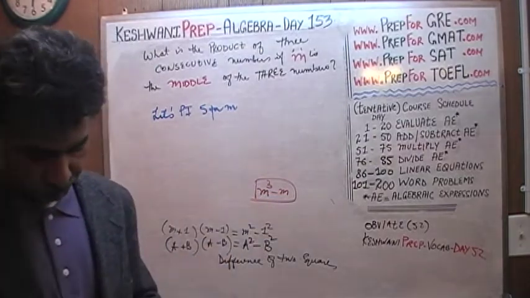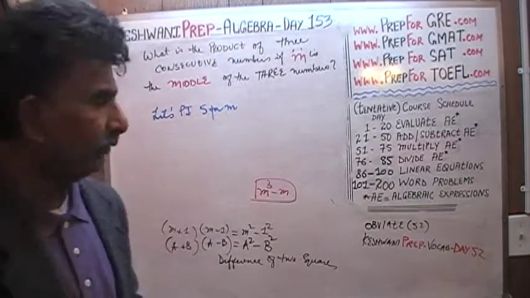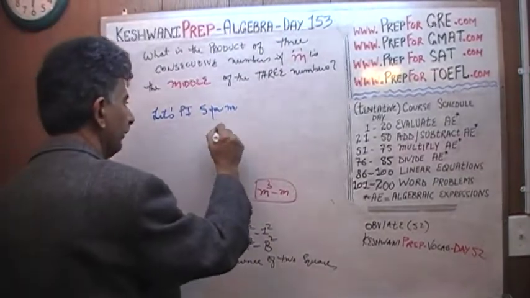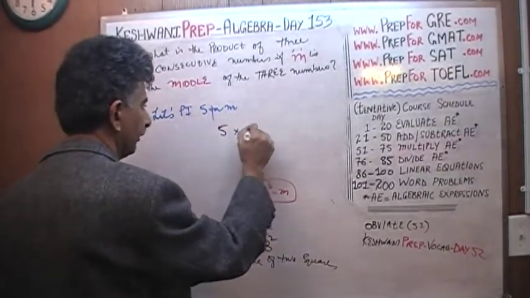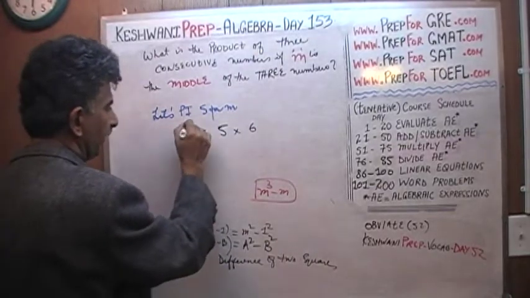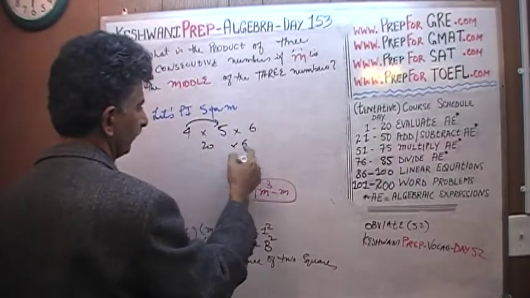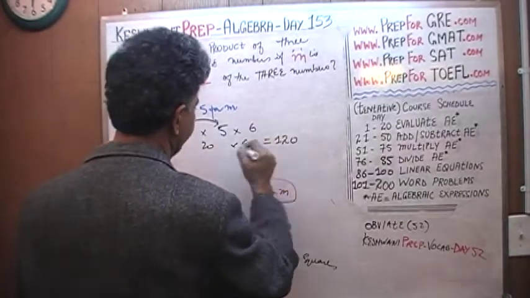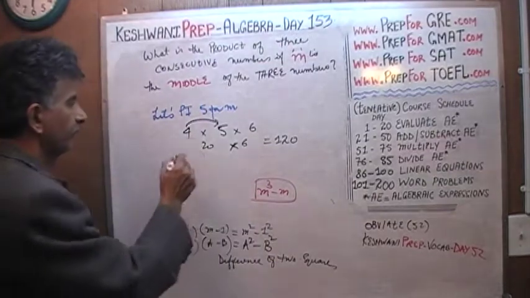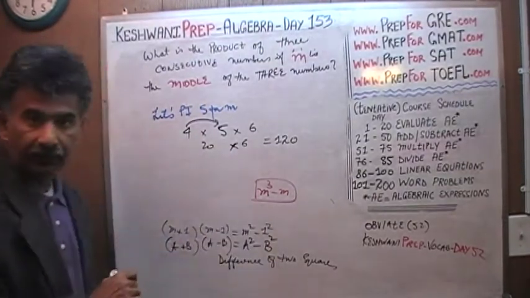If m equals 5, which is the middle number, hence the m for the middle, then in the middle we have 5, the one after that is going to be 6, and the one before that is going to be 4. Their product is going to be 5 times 4 is 20, 20 times 6 is 120. Let's see if this gives us 120.